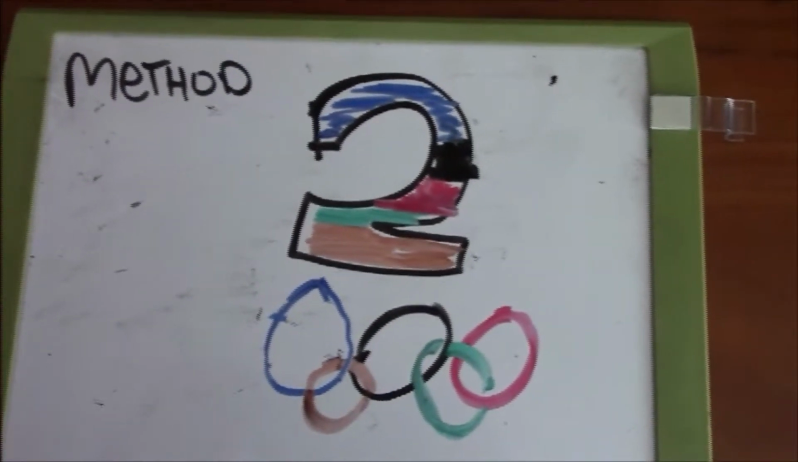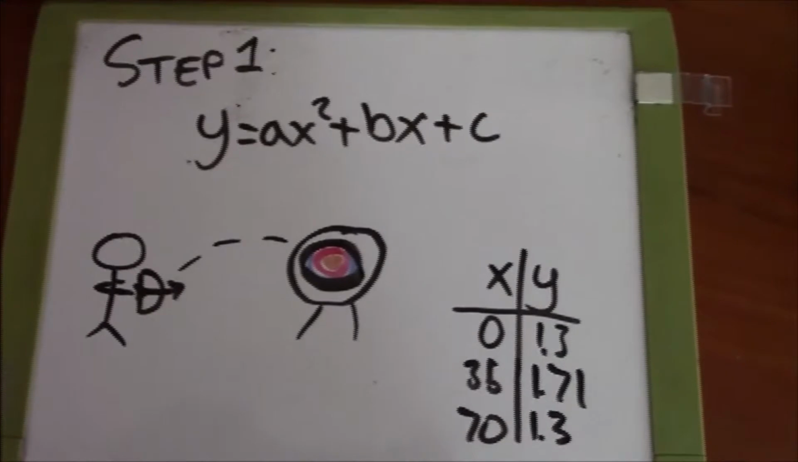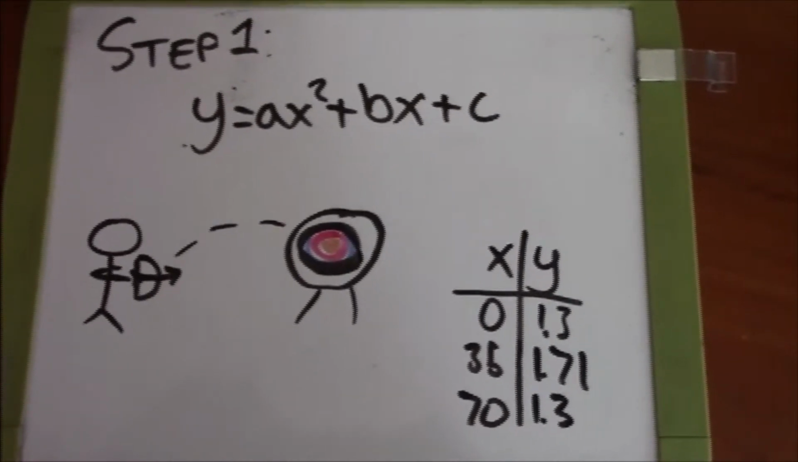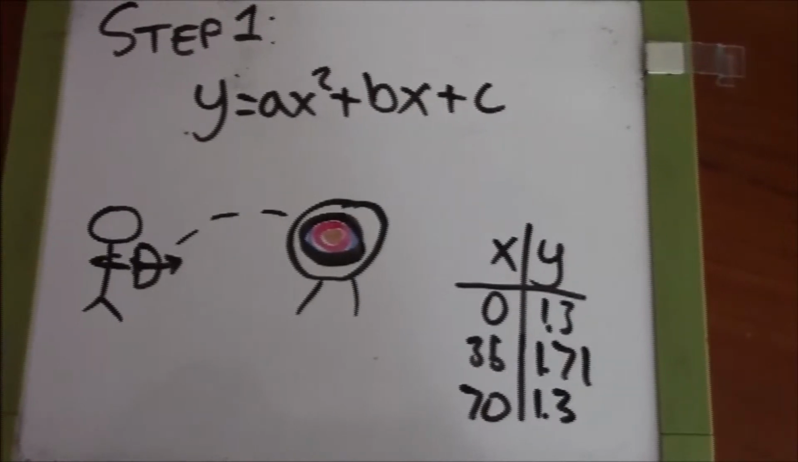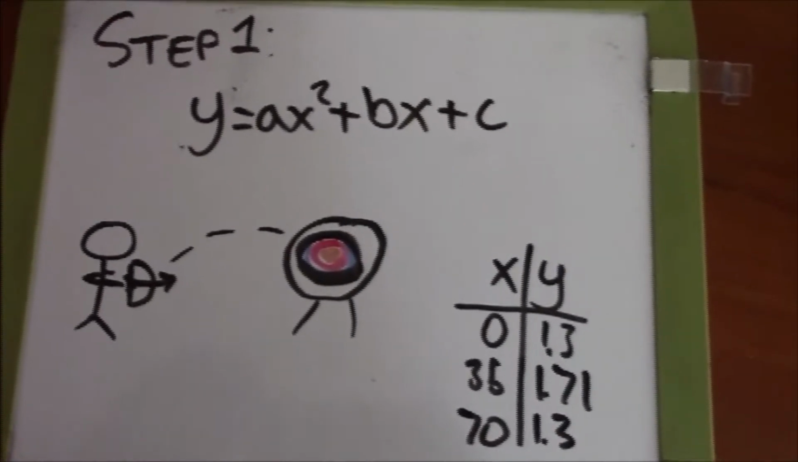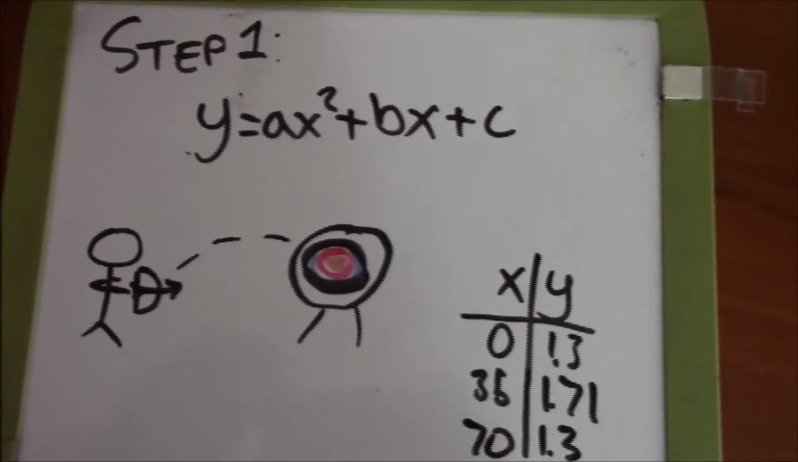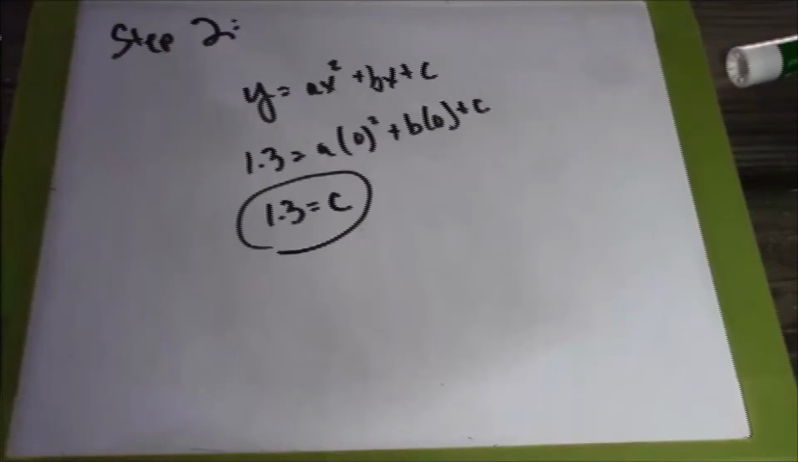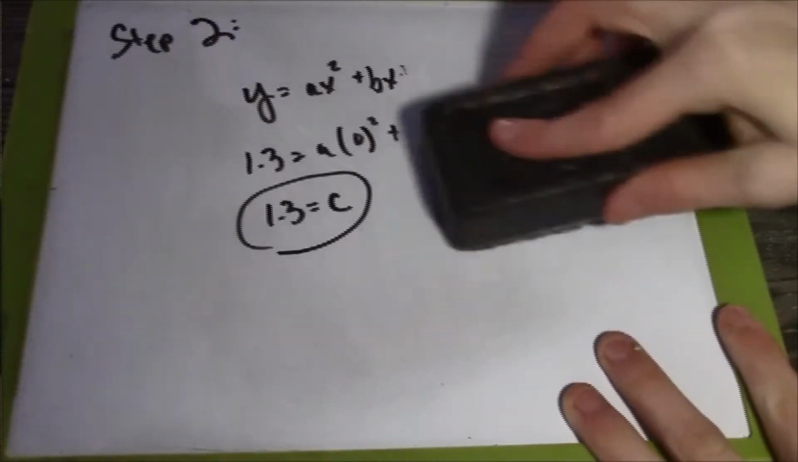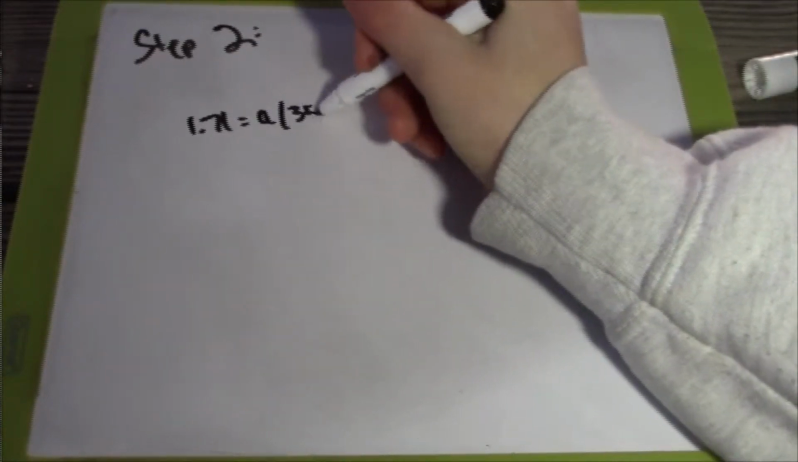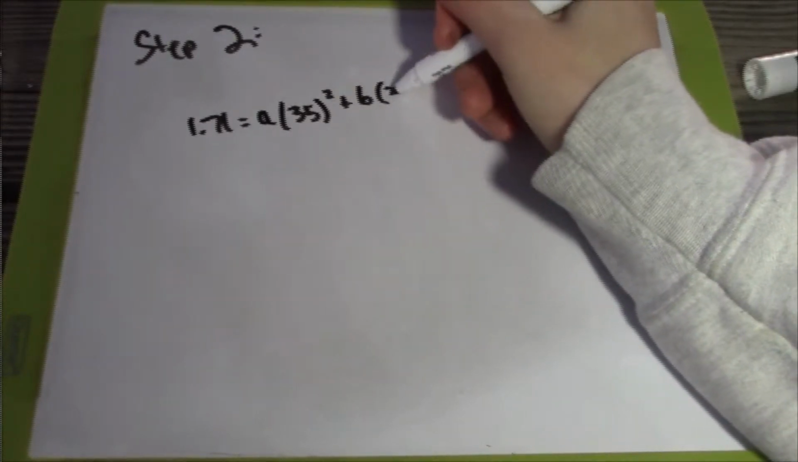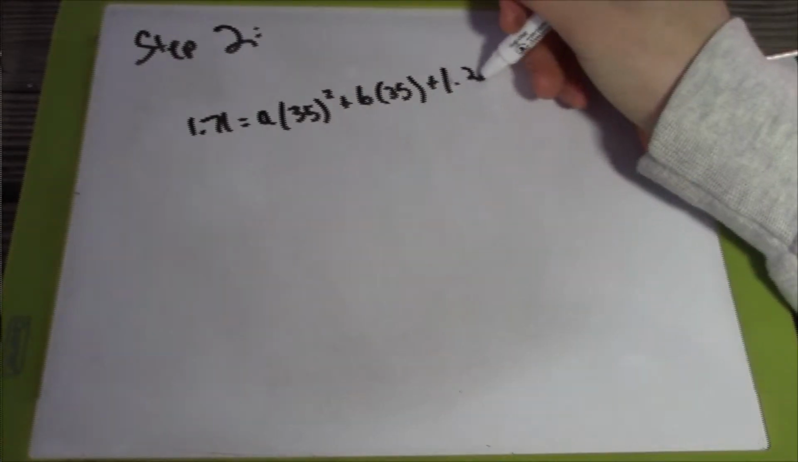Method 2: Elimination. Like substitution, here we have the standard equation of a parabola. We made a chart of coordinates using the information. As before, plug in the x and y coordinates 0, 1.3 into the quadratic equation to determine c. c equals 1.3. Plug in c in the next pair of coordinates, 35, 1.71, and simplify just as before.